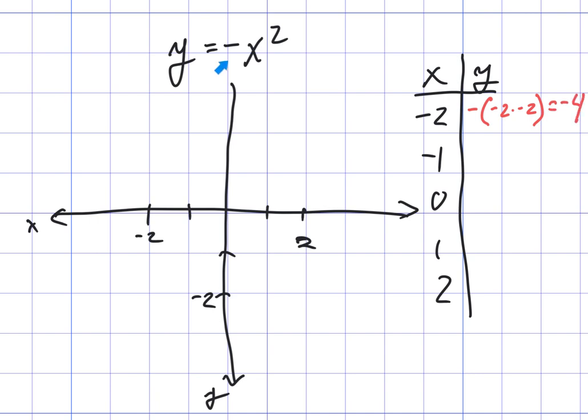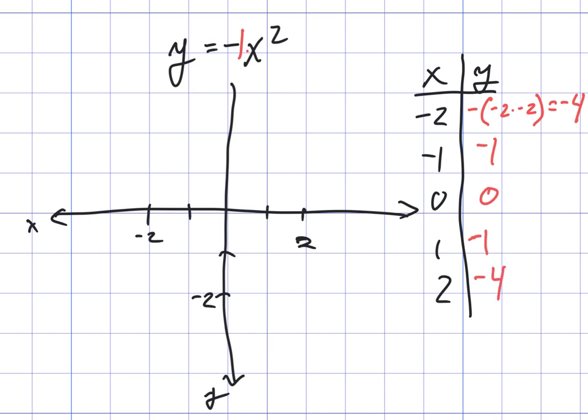I know it's a lot of negatives to keep track of, but that's why I'm doing it. So -1 squared, remember order of operations, and what you can think of, it's like having a -1 out in front, times. So PEMDAS, we do exponents before we do multiplying. So exponents first, -1 squared is 1, times -1 is -1. 0 times -1 is 0. 1 squared is 1, times -1 is -1, because it's multiplying it by -1. And then 2 squared is 4, times -1 is -4.